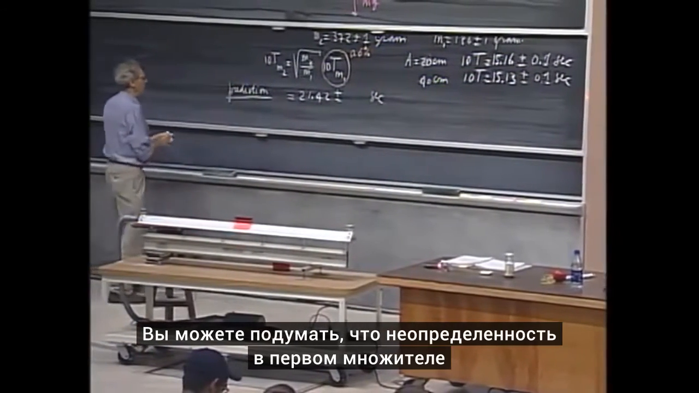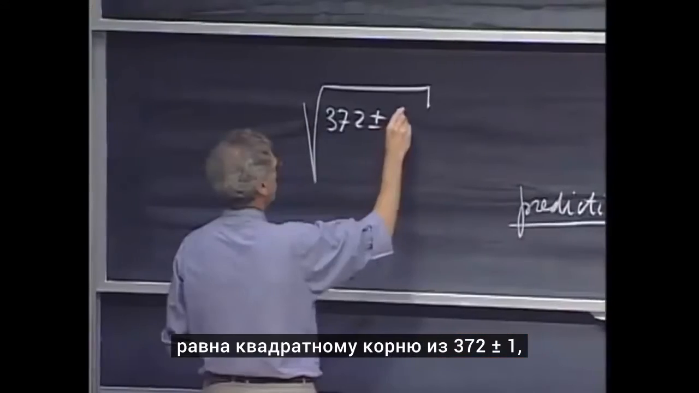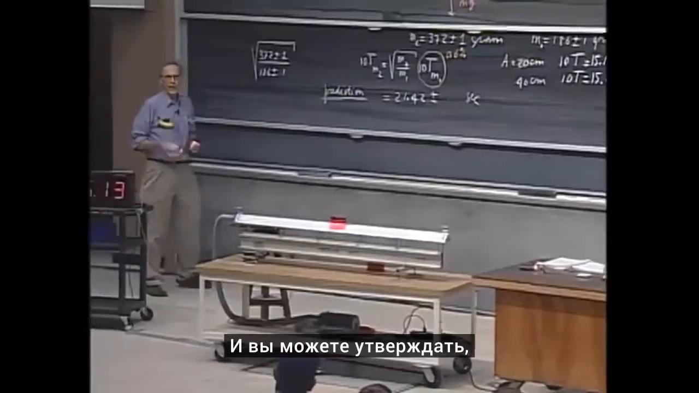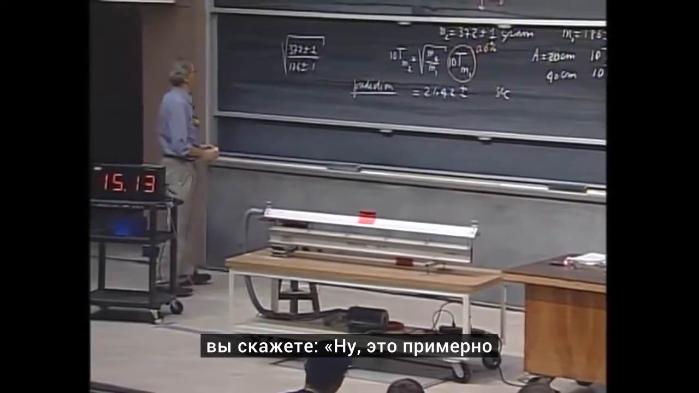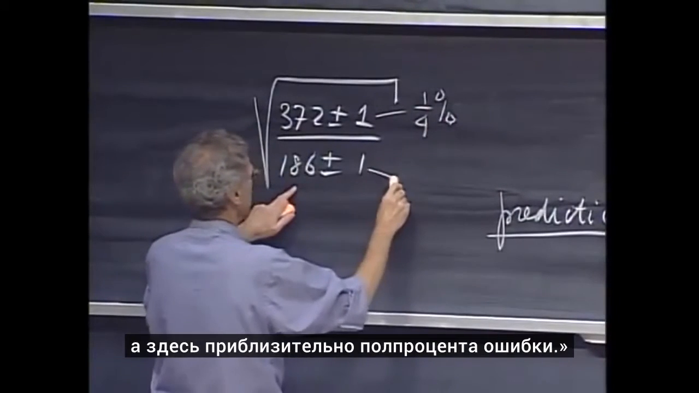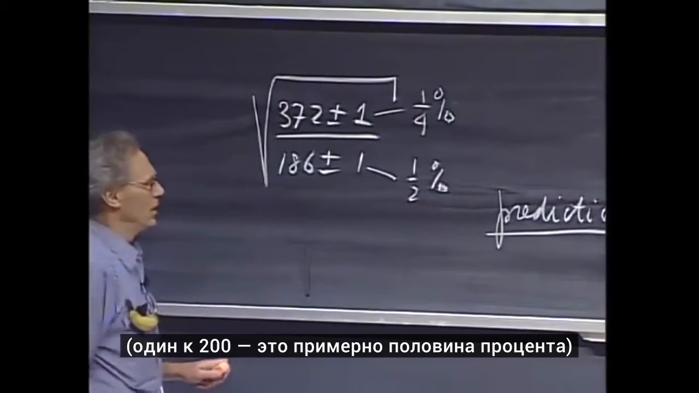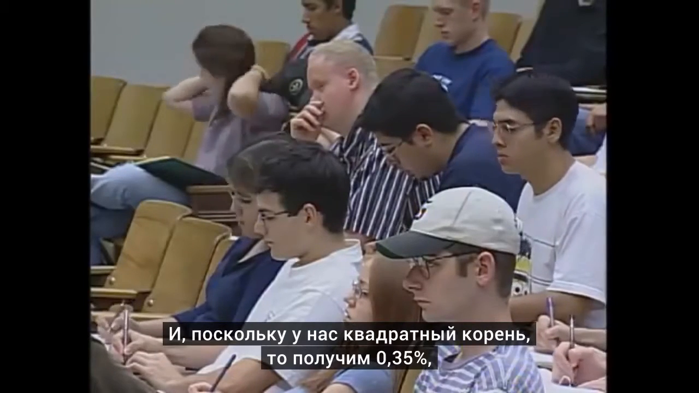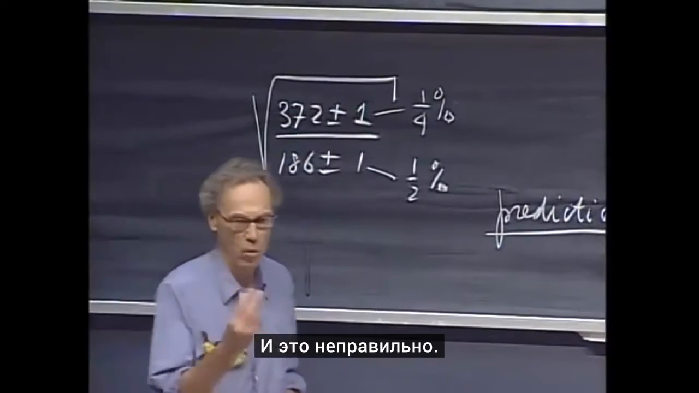You may think that the uncertainty in there equals the square root of 372 plus or minus 1, divided by, 186 plus or minus 1. And now you may argue, and it's completely reasonable that you would argue that way, you would say, well, this is roughly 0.25% error here under the square root, and this is roughly 0.5% error. 1 out of 200 is about half. So you would add up the two errors, 1/4 plus half, that's about 0.7, and because of the square root, that becomes 0.35%, and that's wrong.